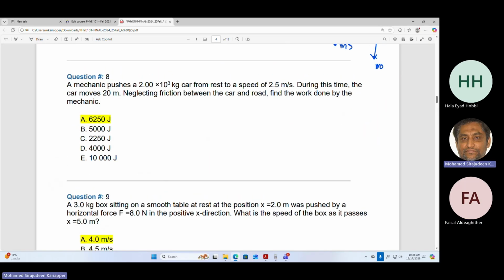A mechanic pushes a 2000 kilogram car from rest to a speed of 2.5 meters per second. During this time, the car moves 20 meters, neglecting friction between the car and road. Find the work done by the mechanic. So this is the work kinetic energy theorem. Do you remember it?